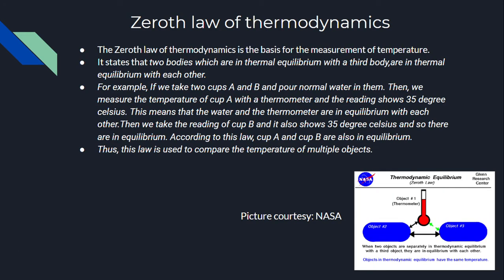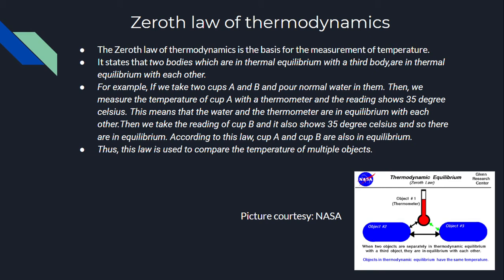Zeroth law of thermodynamics. The zeroth law of thermodynamics is the basis for the measurement of temperature. So you measure the temperature with a thermometer, and your thermometer actually uses the zeroth law of thermodynamics. It states that two bodies which are in thermal equilibrium with a third body are in thermal equilibrium with each other.